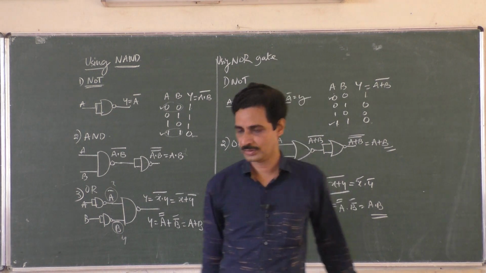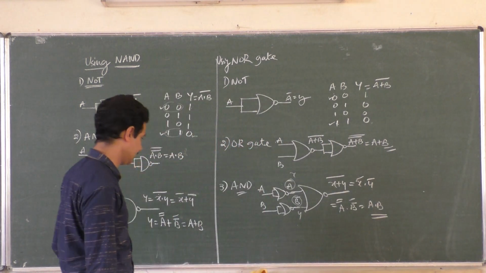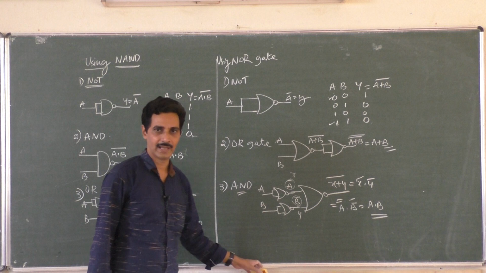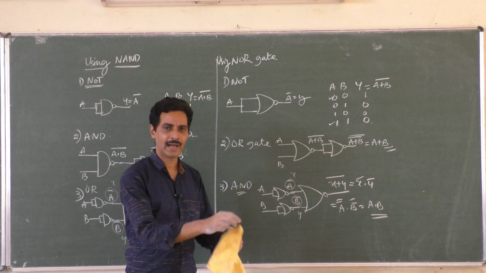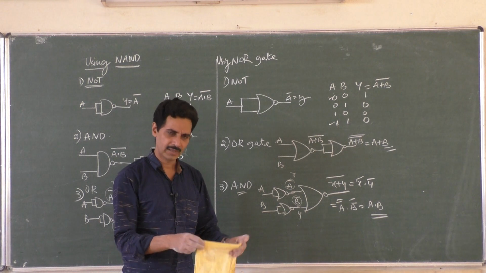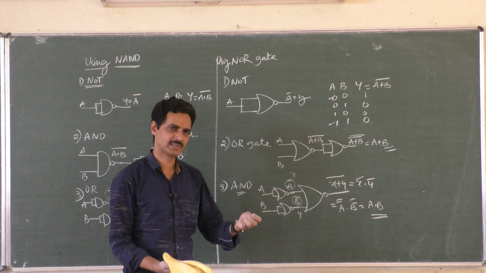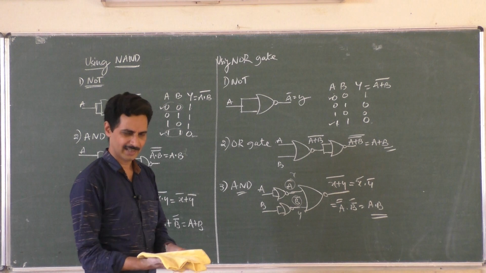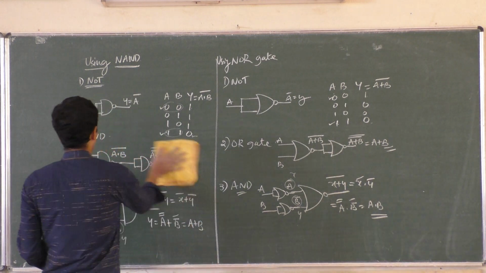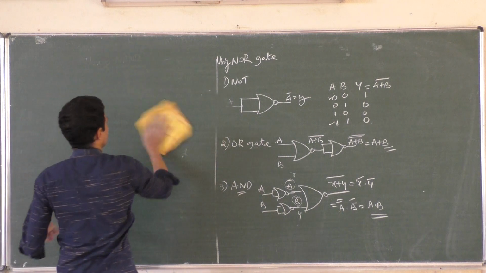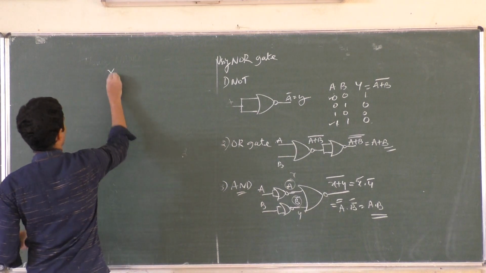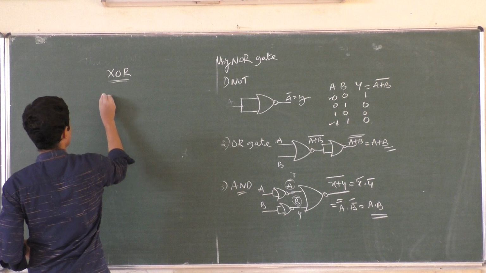One more gate I want to give you, because there may be a question on that gate. That is called exclusively OR gate. Actually it is used in adder and subtractor circuits. If time permits, if the examination is postponed, we will see that. Otherwise it is not needed so much. So what is XOR gate? It is exclusively OR gate. XOR gate. It is very simple.